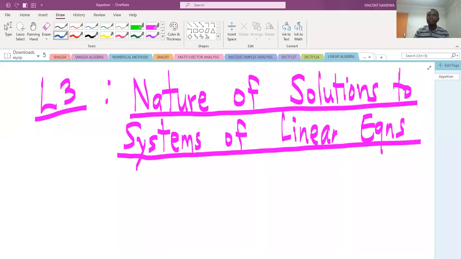So welcome again. As promised in lecture 2, we said that we are going to discuss the nature of solutions to systems of linear equations in the next lecture. So here we are going to do an activity to see different scenarios for solutions of a given system of linear equations. So, activity.